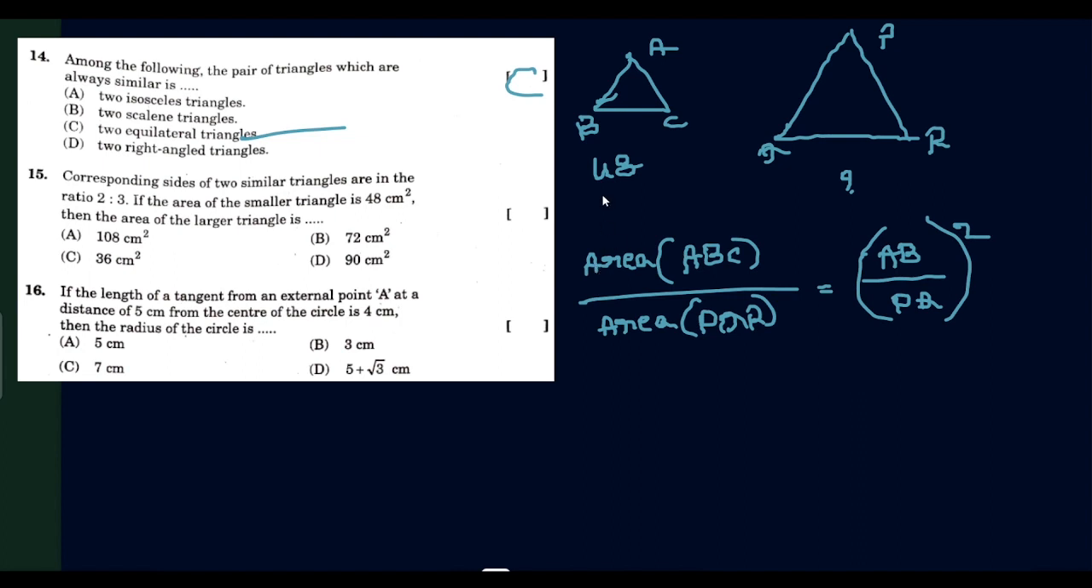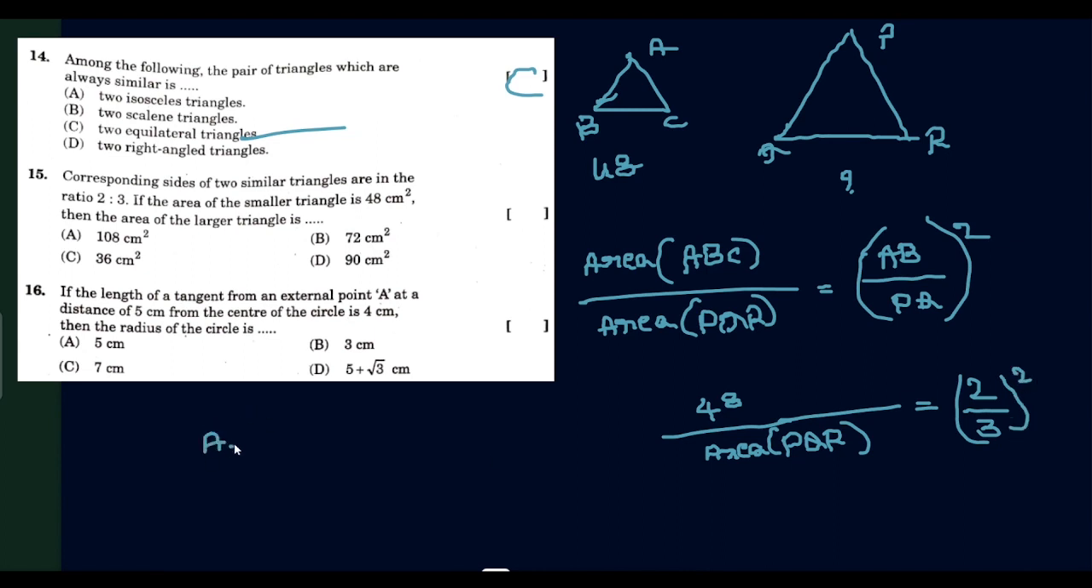Now what is the area of ABC? That is nothing but 48 by the area of PQR, the larger one, and that is equal to the ratio of A and B, 2 by 3, squared, right? So simply I can write area of PQR is equal to 48 into 9 by 4, since 3 squared is nothing but 9. 4 ones are 4, and 4 12s, that is nothing but 108. So option A is the right answer.